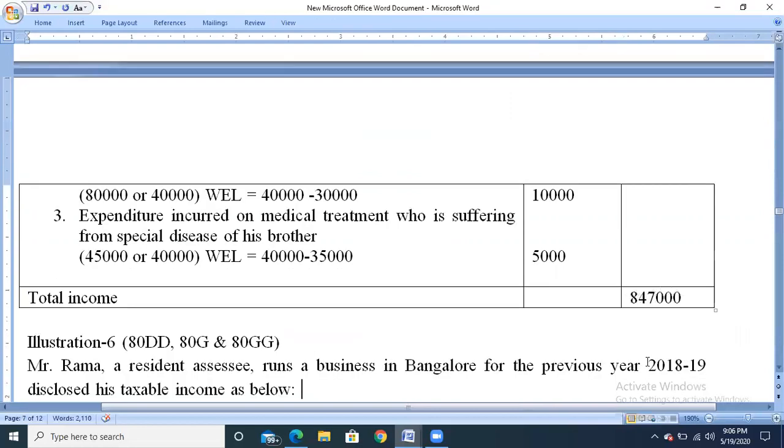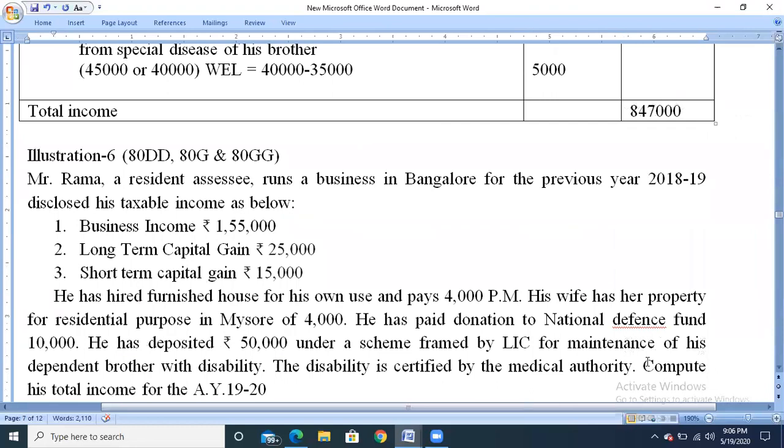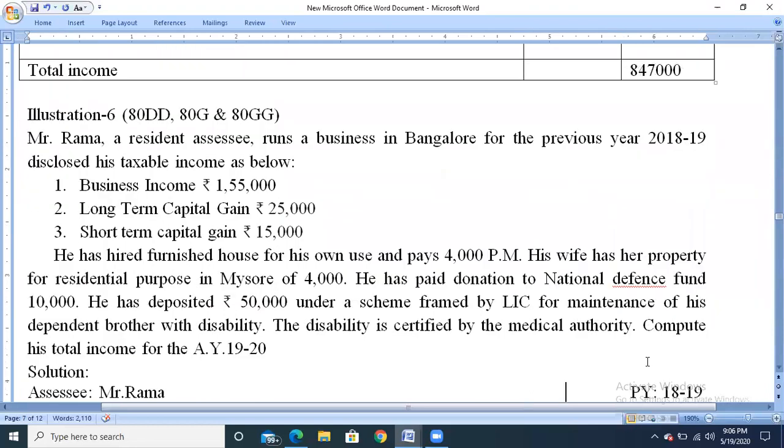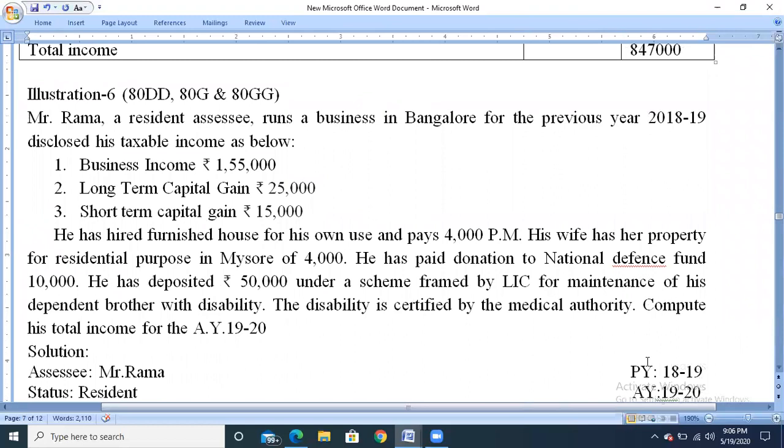Next, we'll move on to problem 6, sections 80D, 80DD, 80G. So problem: Mr. Rama, a resident assessee, runs a business in Bangalore. For the previous year 18-19, he discloses his taxable income as below. First one, business income 1,55,000. Long-term capital gain 25,000. Short-term capital gain 15,000. Next, he has hired a furnished house for his own use and pays rupees 4,000.